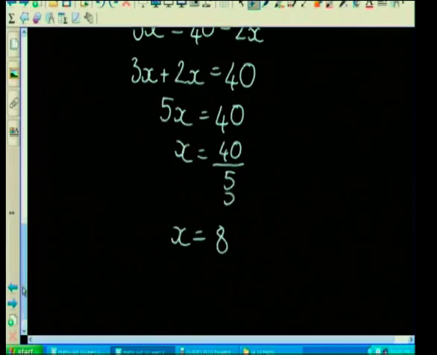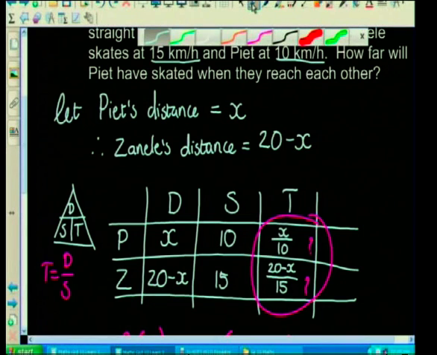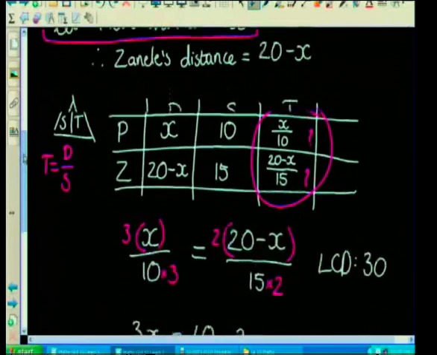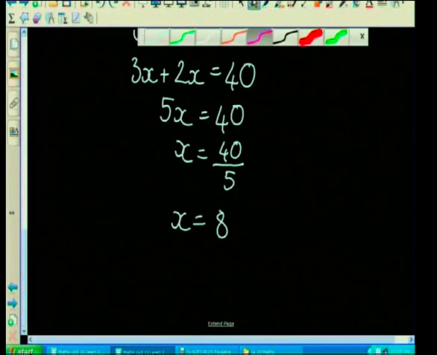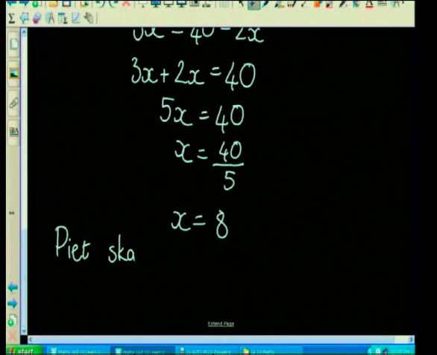Now right in the beginning, we said what x was equal to. x is Pete's distance. So the last thing we have to do is write at the bottom that Pete ran, or Pete skated, 8 kilometers.